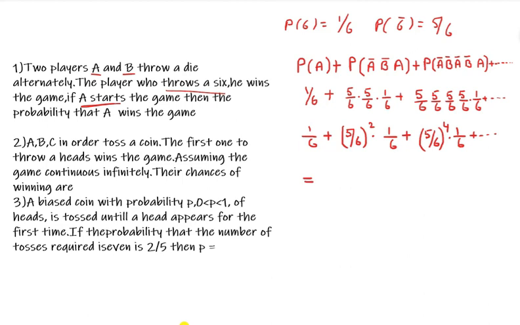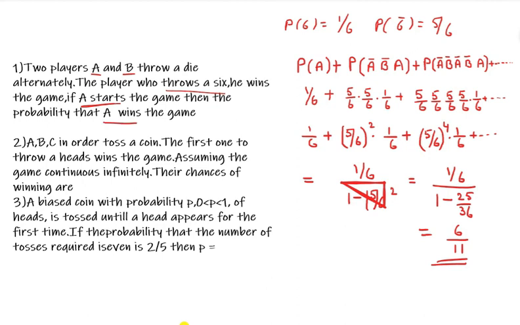This is the sum to infinite terms of a geometric progression with the first term as 1 by 6 and a common ratio of (5 by 6) whole square. So the simplification is 1 by 6 divided by 1 minus 25 by 36. So we are getting 6 by 11. 6 by 11 is the probability that A wins the game. Suppose he is asking what is the probability that B wins the game, that is equal to 1 minus 6 by 11, that is equal to 5 by 11.